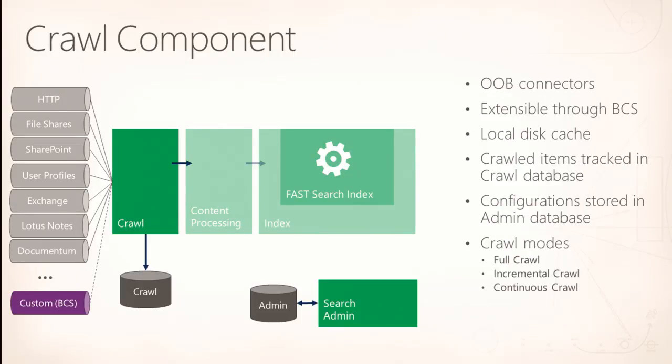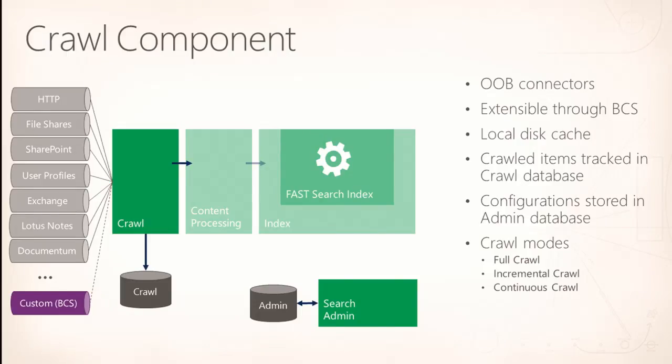As the crawler crawls your enterprise, it will also cache the content it finds on local disk for later sending it further for processing into the content processing component itself. All configuration is, of course, stored in the admin database as you are used to, but as you saw from the wide set of scenarios that we now support with search in 2013, many of these scenarios require a much fresher index than we are used to in 2010.